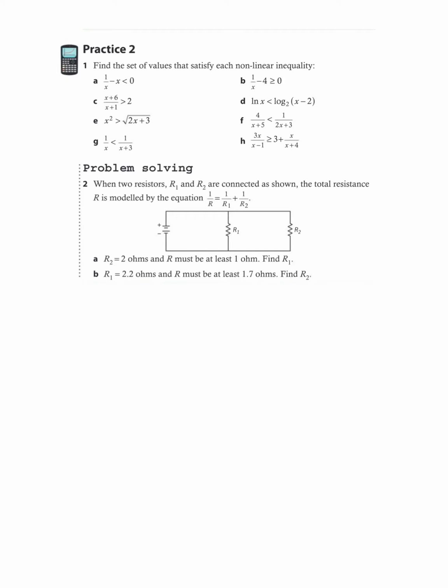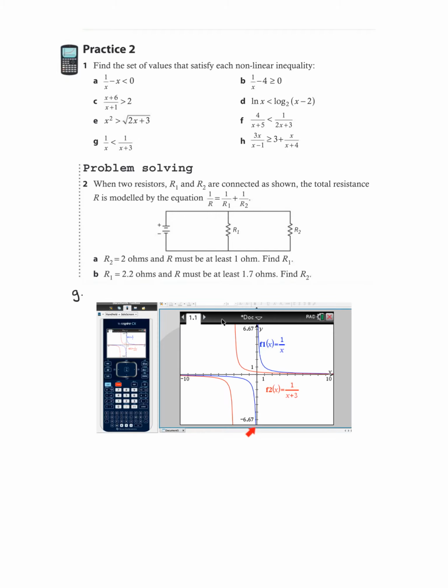Let's have a look at G now. Okay, here's the output from my calculator. The blue function is our 1 on x, and the red function is 1 on x plus 3. So we're looking for where 1 on x is less than 1 on x plus 3. I've drawn in the asymptotes. This green line is the asymptote for the red function, and the yellow one is sitting on the y-axis, and it's the asymptote for 1 on x. The green line there is at minus 3.